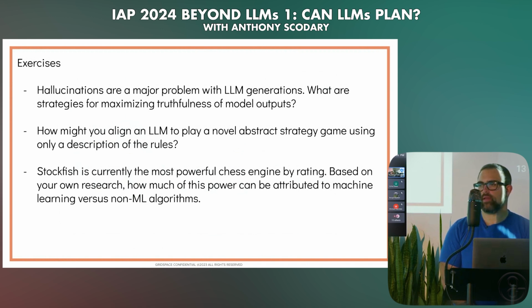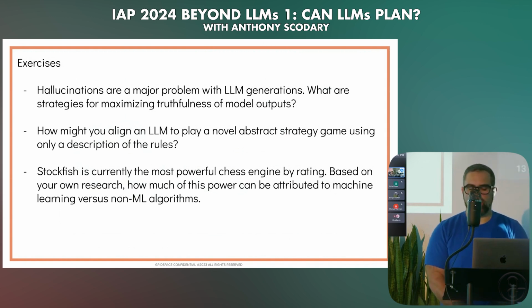And again, general game playing is a very big grail, maybe one of the grails in AI. Third question is Stockfish, which I already mentioned. Currently the most powerful chess engine by rating. So I want you to do some research, maybe even look at some of Stockfish's code, and based on your own research, try to put numbers on how much of the immense power of this system can be attributed to machine learning versus non-machine learning algorithms, notably tree search, but also other very, very smart optimizations like bitboards.